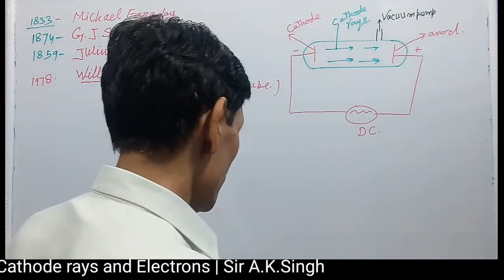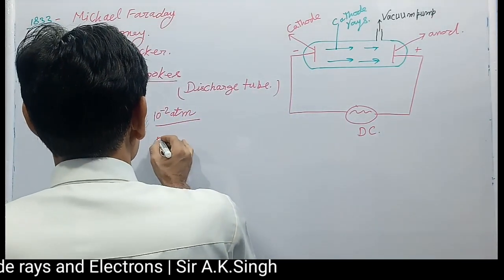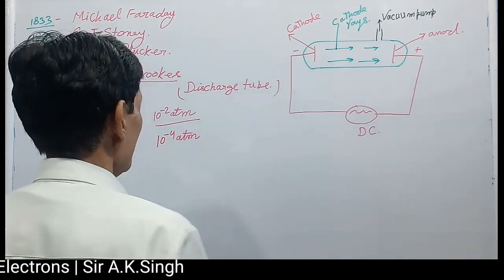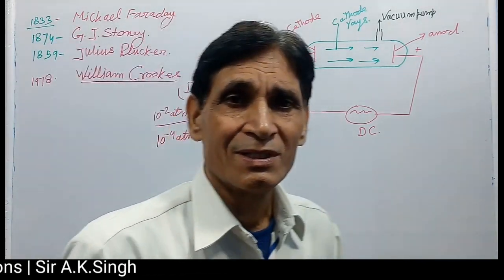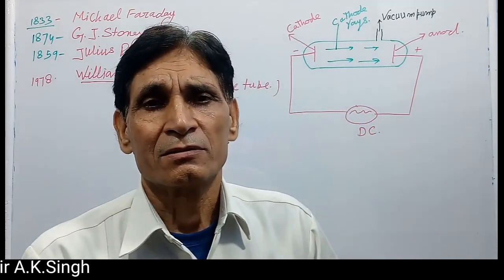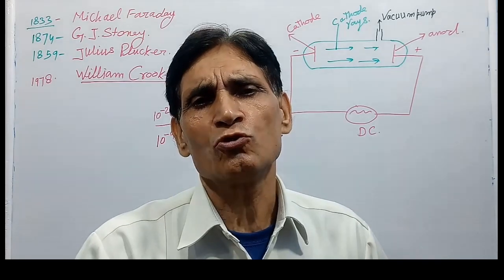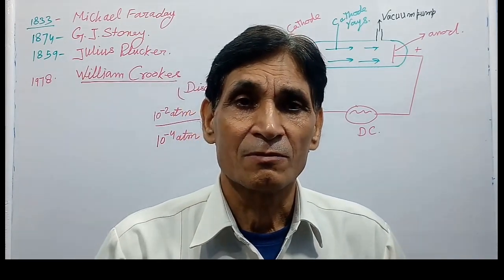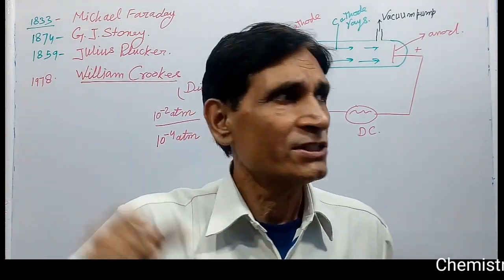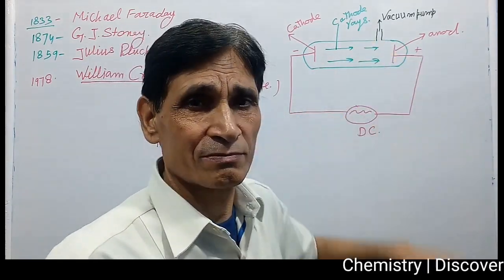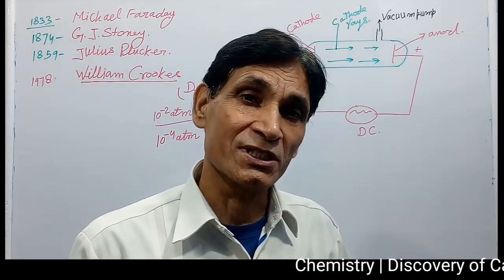When the pressure was reduced to 10 to the power minus 4 to 10 to the power minus 5 atmosphere, then the emission of light by the residual gas in the discharge tube stops. But the wall of the discharge tube opposite to the cathode was still glowing.